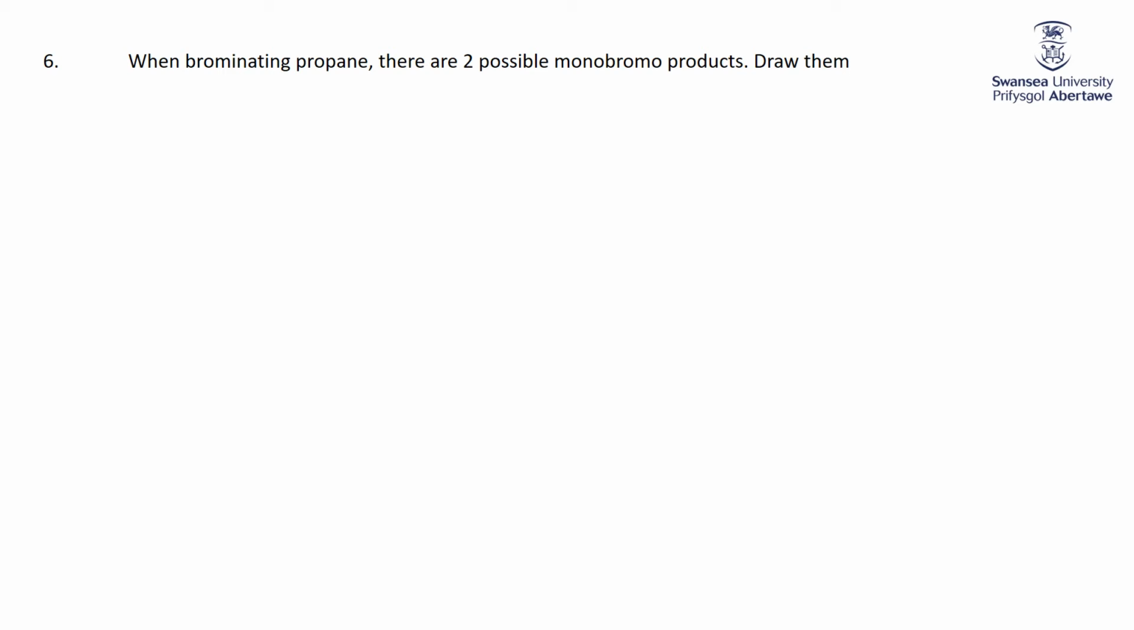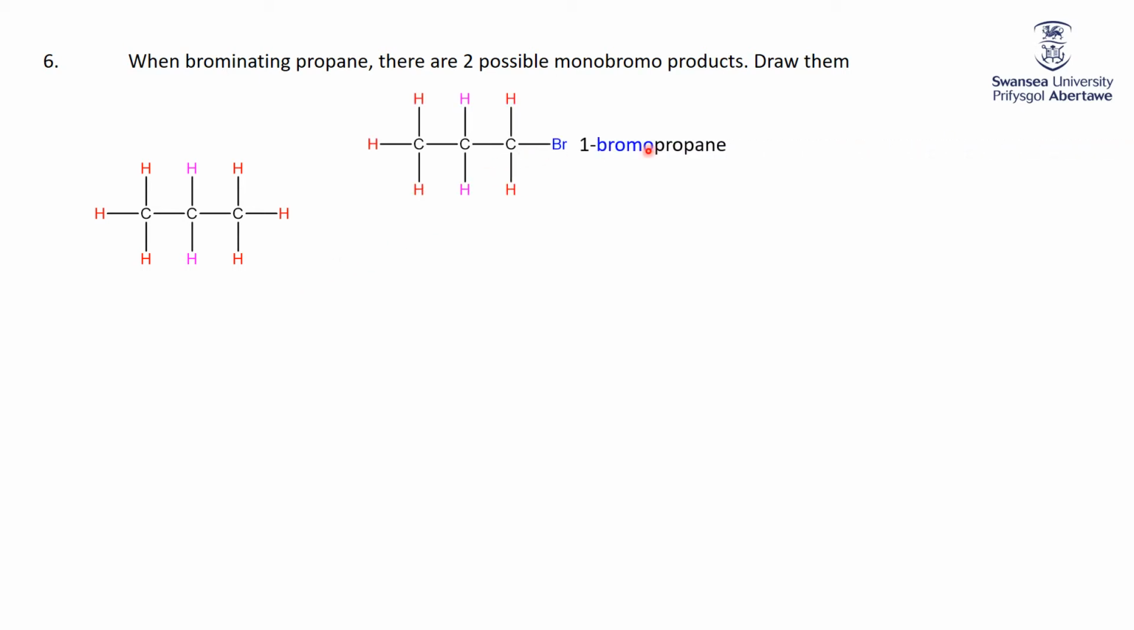Finally, let's talk about our reactions. When brominating propane, there are two possible monobromo products. Well, we studied chlorination, and bromination is the same idea. Bromine can go on one of these red hydrogens, replacing it, and all 6 of those red hydrogens are identical. If it did one of those, it would make 1-bromopropane.